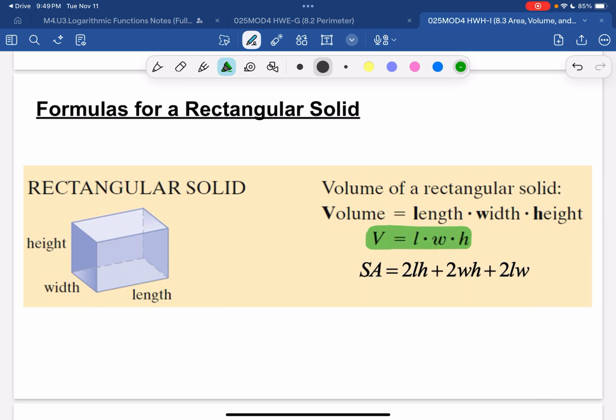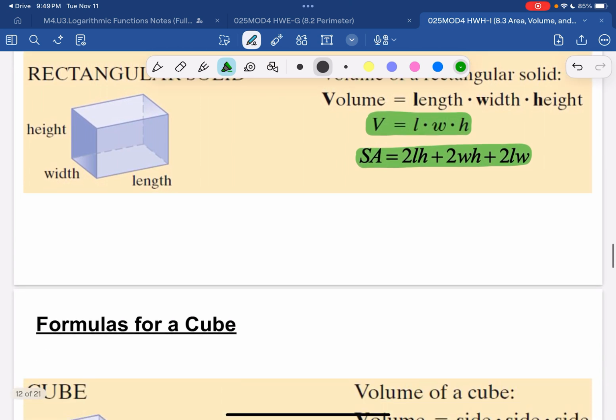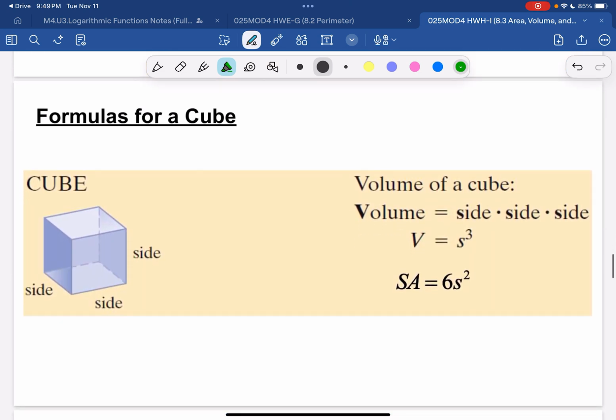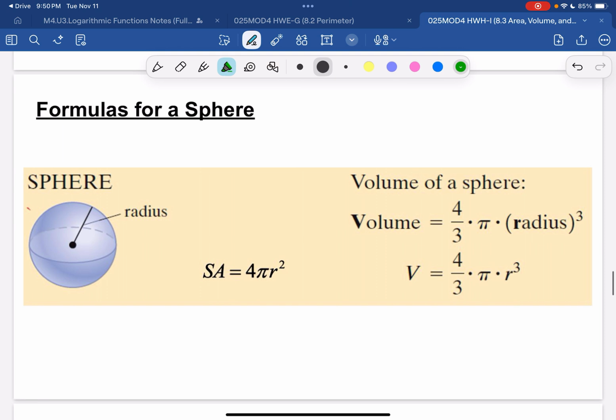And then we've also got a surface area formula. So the surface area is the area of all the different surfaces, so all of the sides of this figure. Then we've got a cube. Very similar to the rectangular solid, but all the sides are squares. So side cubed, and then 6 times side squared. Then we have a sphere. So the volume of a sphere is 4/3 pi times radius cubed.